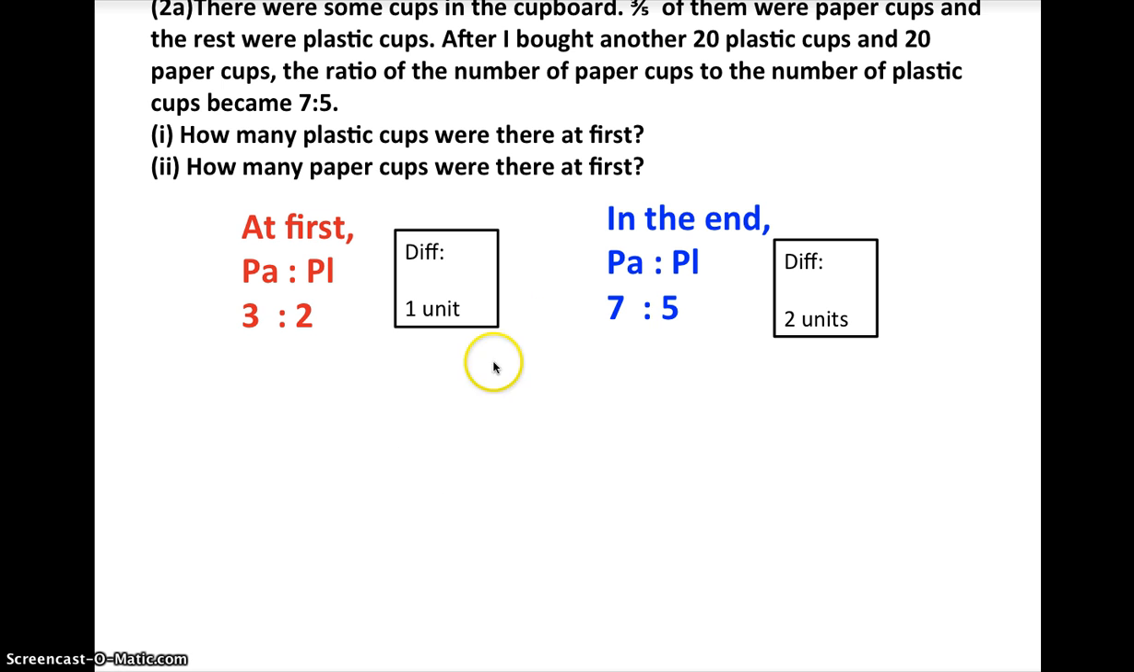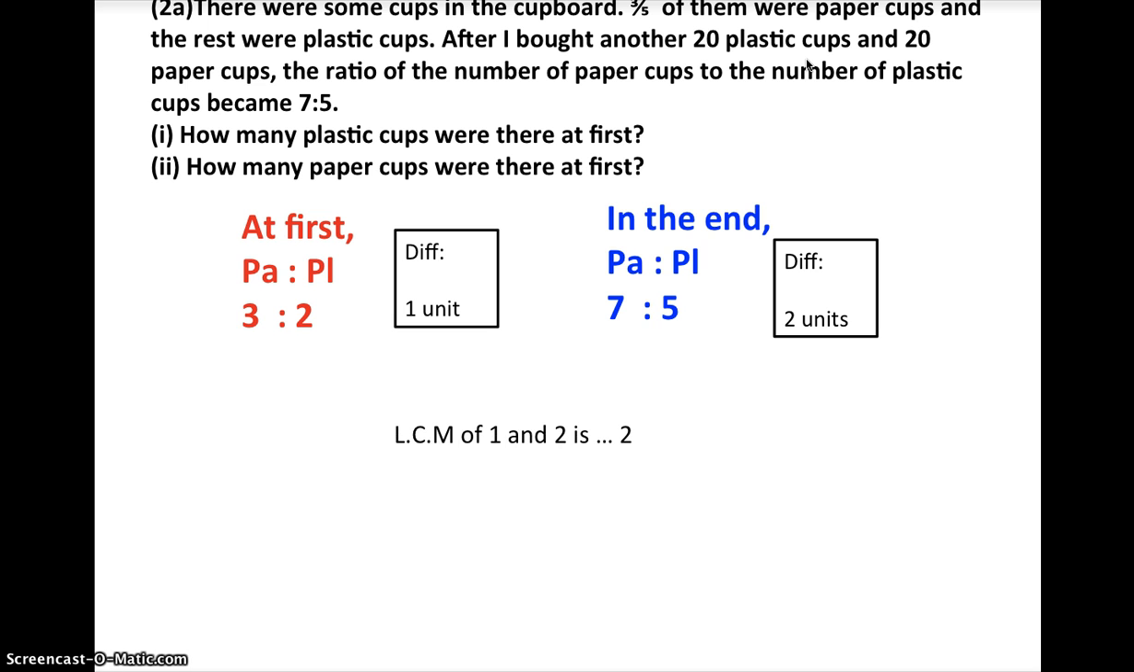Okay, so from here, you can find that the difference between the paper and plastic cups at first is 1 unit, and the difference between the paper and plastic cups in the end is 2 units. So again, this question, the key is buying 20 plastic cups and 20 paper cups. I'm buying the same number of cups for plastic and paper. So by right, my difference must be the same.